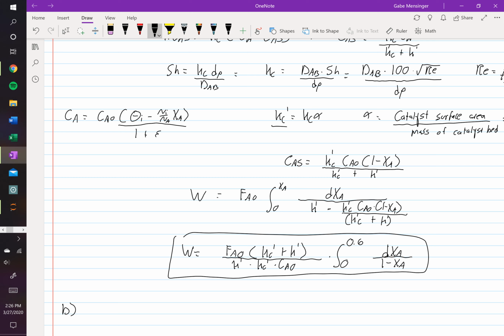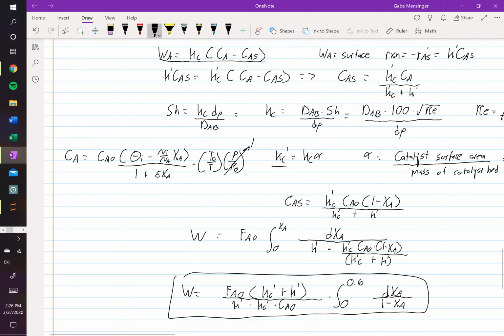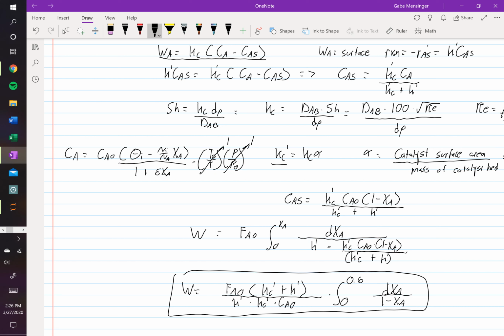One plus epsilon XA times, I believe, T naught over T times P over P naught. So operating isobarically, that goes to 1. In this case, for part A, we're operating isothermally. That also goes to 1.